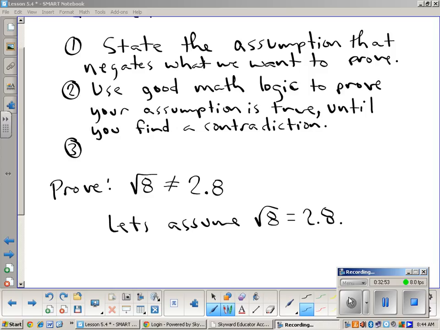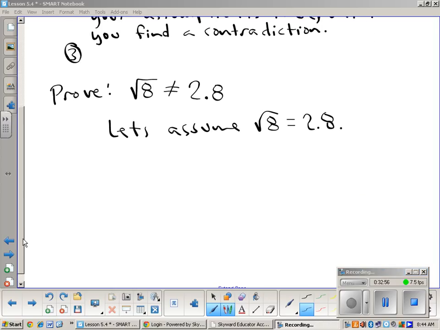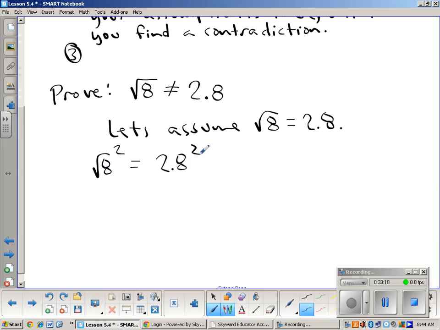In this case, let's do this one together. Let's assume square root of 8 is equal to 2.8. Okay? Then, square root of 8 squared will equal 2.8 squared. Do you agree with that? Is that sound math logic? To get rid of a square root, we can square both sides? Do you agree with that, RJ? Is that legal to do this? Yeah, okay, I agree, it is.